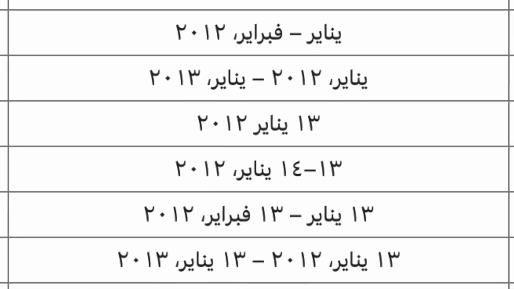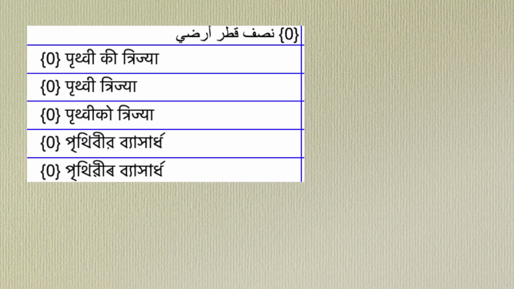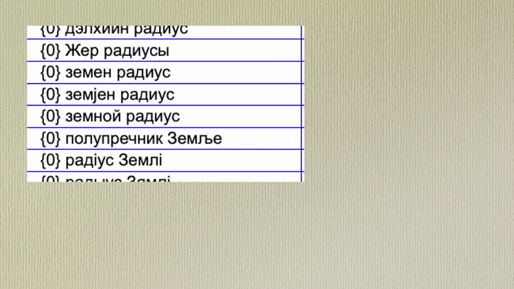CLDR is Unicode's common locale data repository. It's the largest and most extensive standard repository of locale data. As such, it has become the on-ramp to getting your language represented on digital devices.